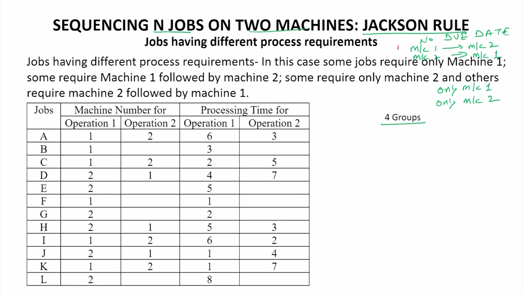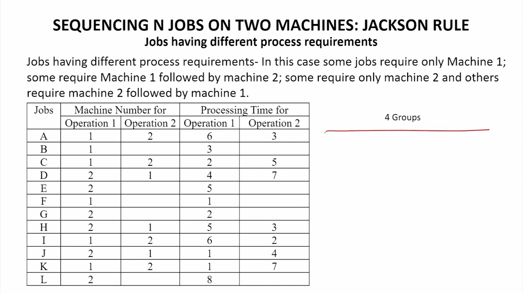Category 1, class 1, group 1 is which are going from machine 1 to 2, another is which is going from 2 to 1, another is which needs machine 1, another is which needs machine 2. So, like this there are 4 groups, 4 categories of jobs available with us. There are certain jobs, we can divide them into groups.